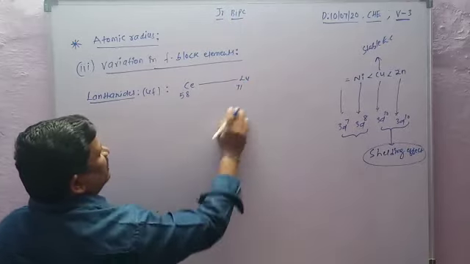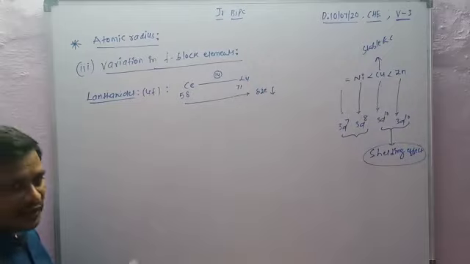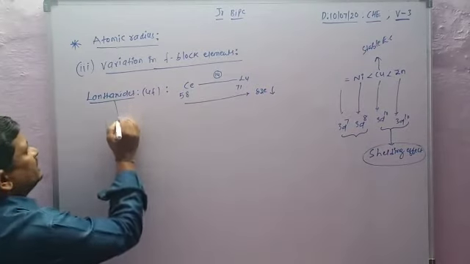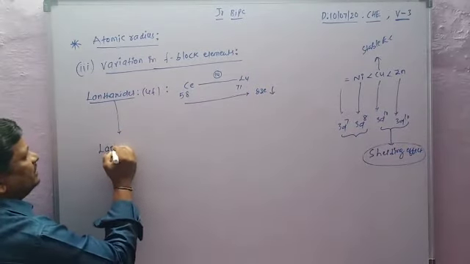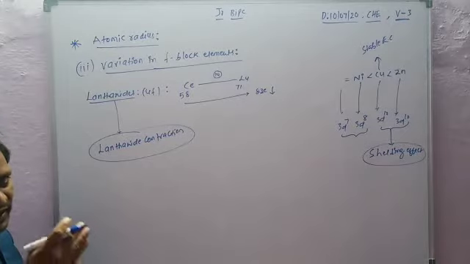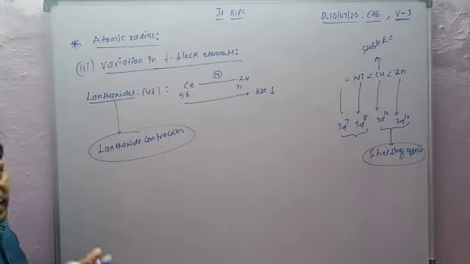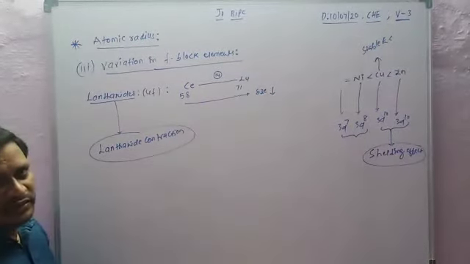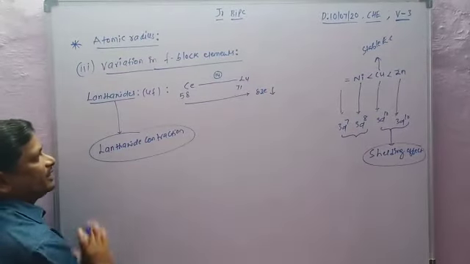Atomic size decreases, but this decrease is gradual or steady, because lanthanide contraction is present in the lanthanides. So what is lanthanide contraction? Lanthanide contraction means the steady, gradual decrease of atomic radius in lanthanides from left to right.